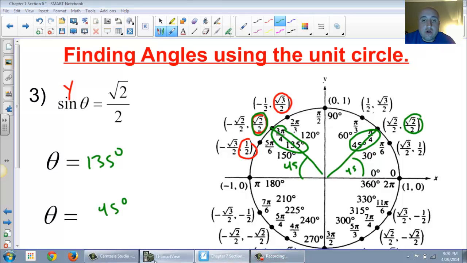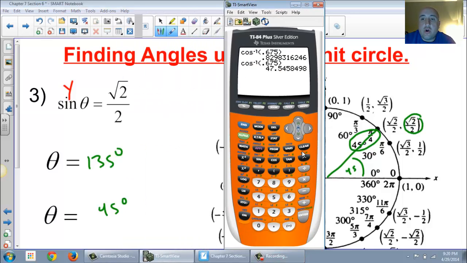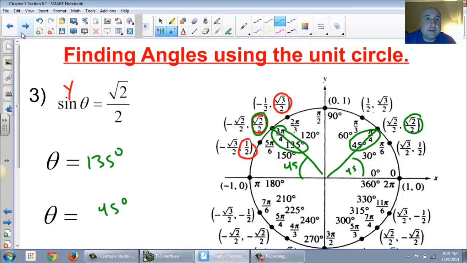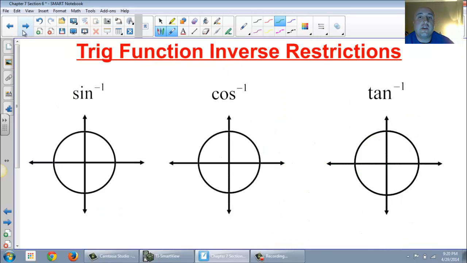Because if I go back to my calculator and I want to know what angle has a sine of square root of 2 divided by 2, it gives me an answer of 45. Well, why didn't it give me an answer of 135? That's the question. How do I know which one of these two is the actual answer? Well, the restriction page on this next slide will help us determine what is what.